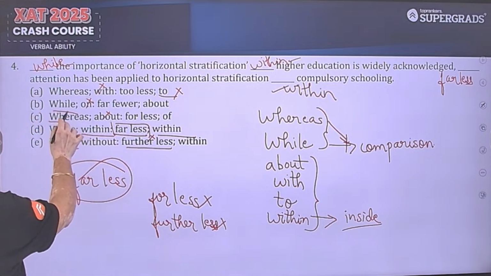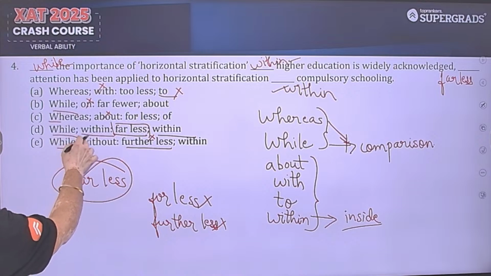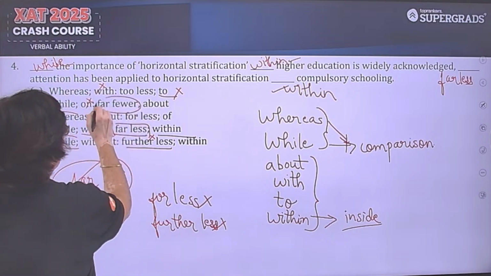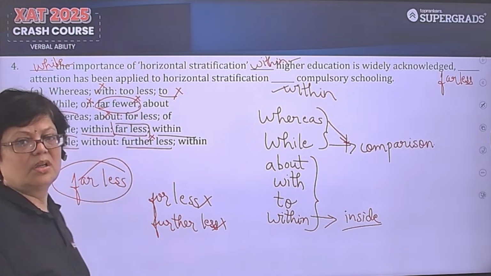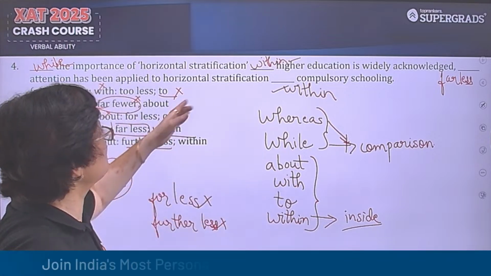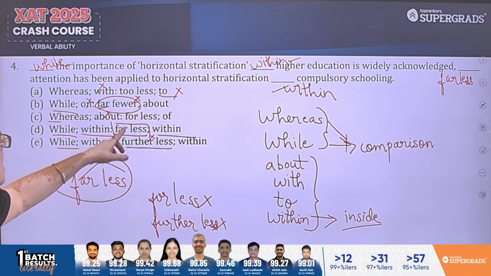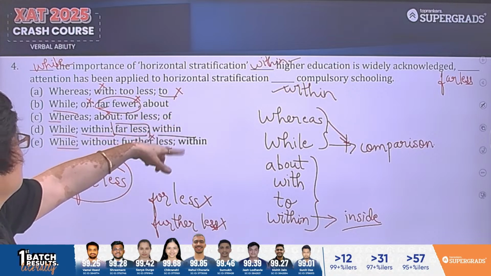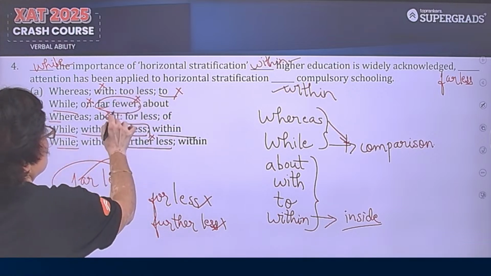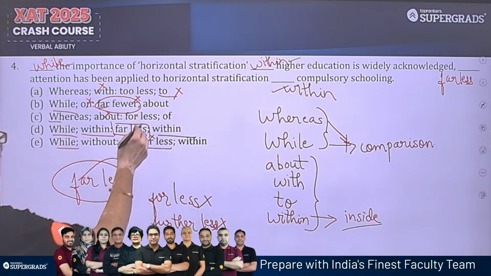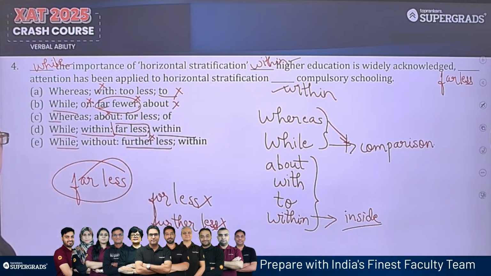Coming to the second one, while can be our answer, but on is absolutely wrong, and far fewer attention is again grammatically wrong here. Why? Because there is no comparison being done here. Where is the comparison? Far fewer, and moreover, the standard usage is far less. About is also wrong, just as about is wrong here. Similarly, about is wrong in the last blank also. So this has been taken away.